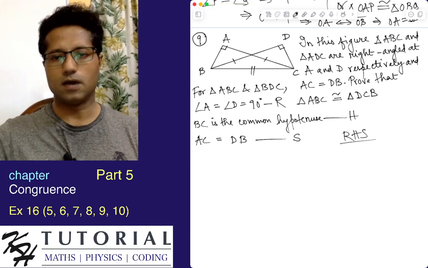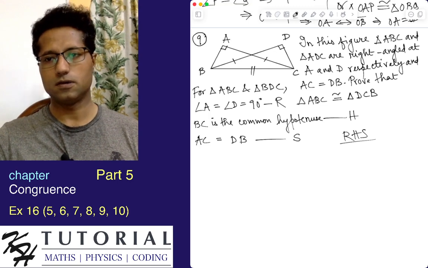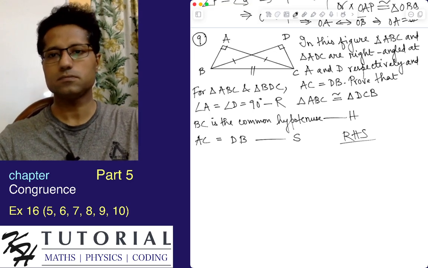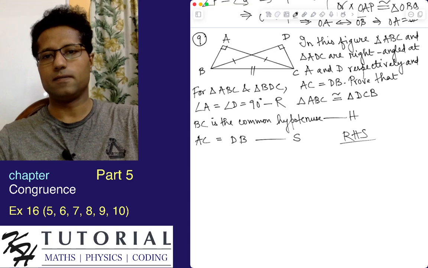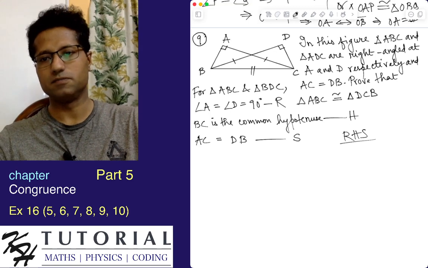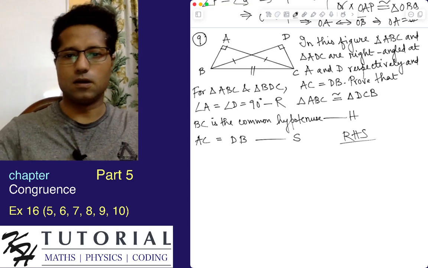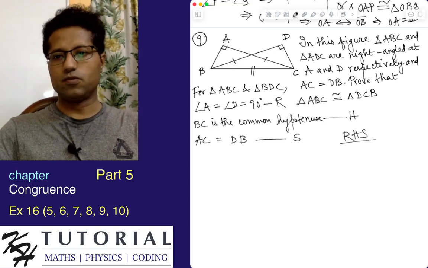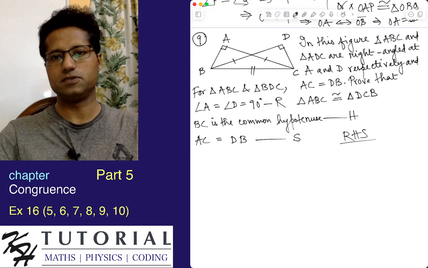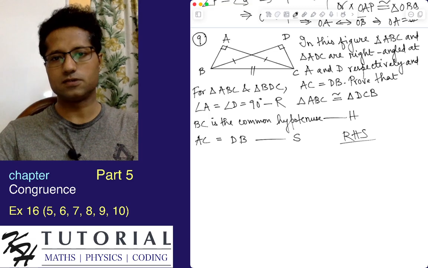Now let's try to find the correspondence between the two congruent triangles. We have already proved that these two triangles are congruent. Now it has asked to prove that triangle ABC is congruent to triangle DCB. So let's see how the vertices of triangle ABC are mapped to triangle BDC based on the congruence results.